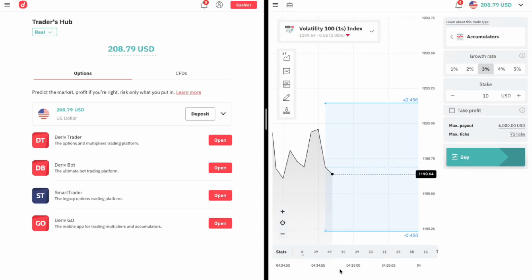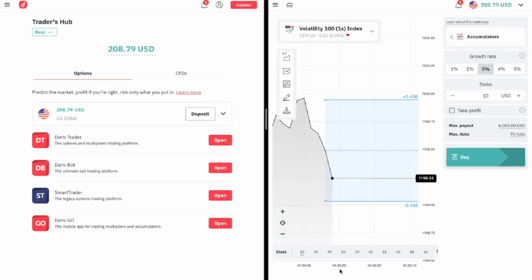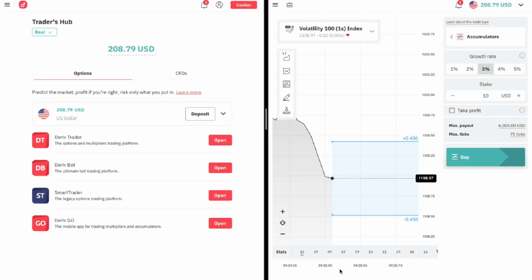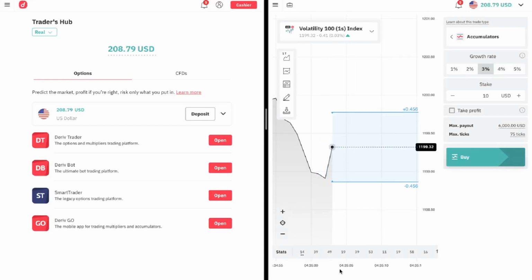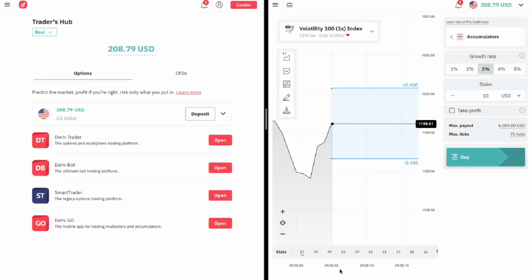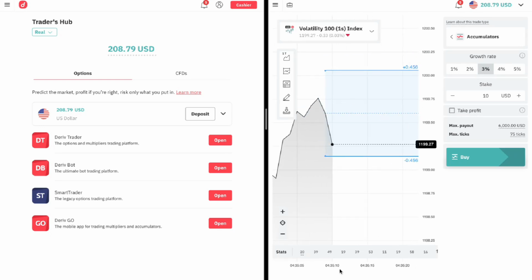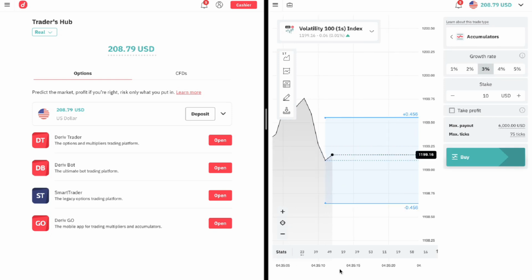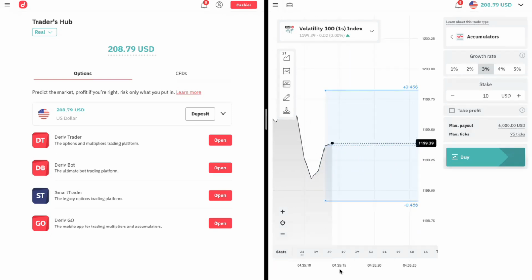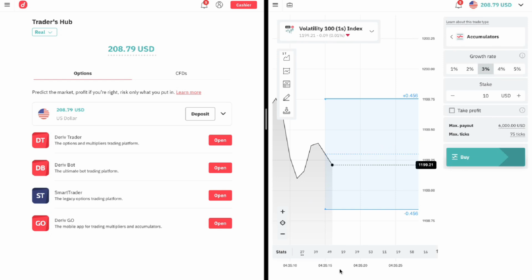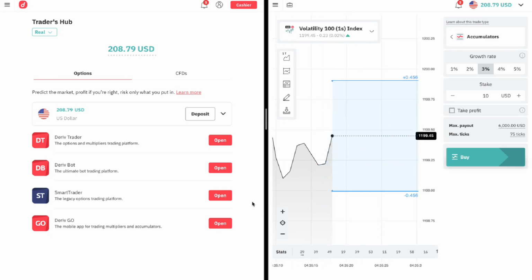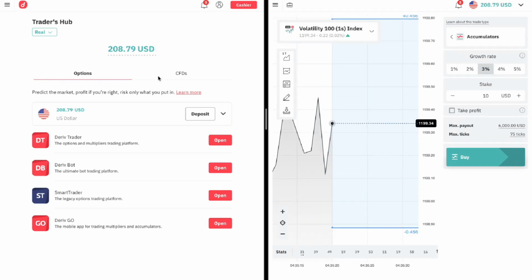Today I want us to attempt this simple strategy again. I have an account of $208.79. I want us to attempt and make $150. So if you trade with $40 per stake and make $39, in 4 wins, we'll have made our target profit. So let's get started.